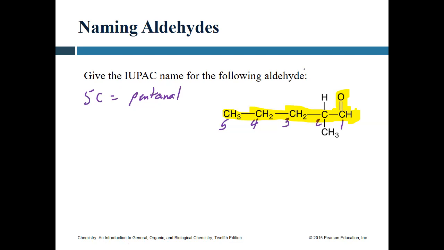So what's hanging off of here? What do we call that CH3 side group? Methyl. So this is methyl. And where is it? It's on carbon number 2. So this is 2-methyl. There are no other side groups, so I just put the names together. 2-methyl pentanal.